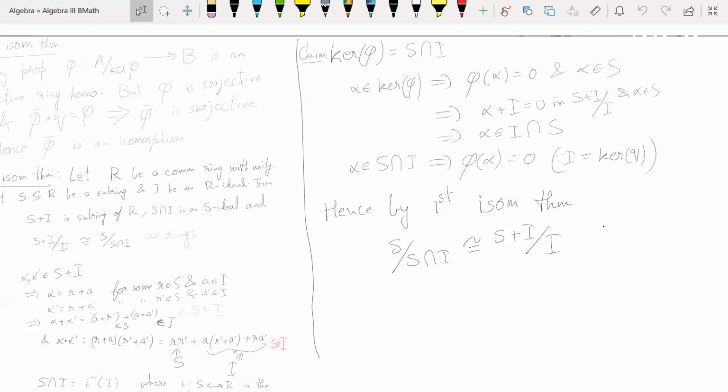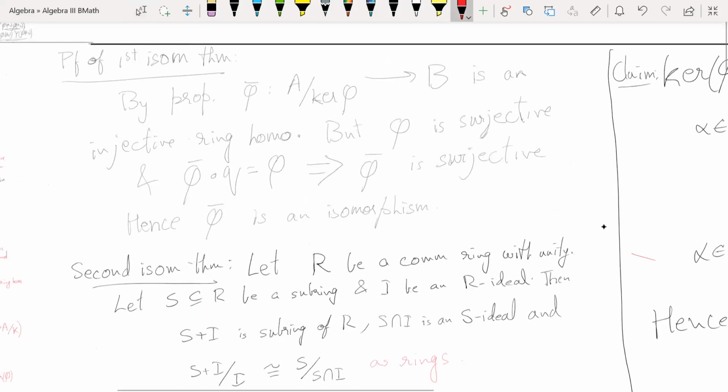So that tells you that, because I is equal to the kernel of Q, that is the reasoning. So that tells you that the claim is indeed true. So the kernel of phi is equal to S intersection I. Hence, by the first isomorphism theorem, we have this result.